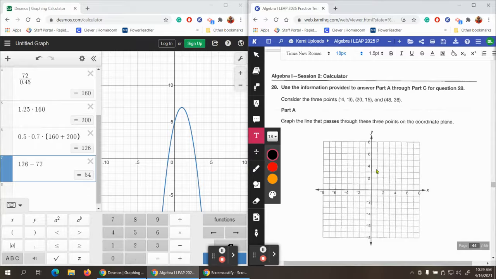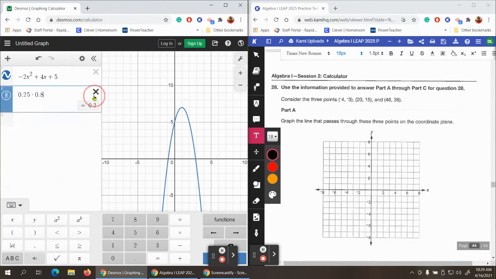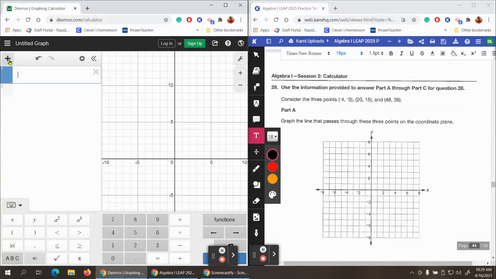Graph the line that passes through these 3 points on the coordinate plane. Now, the thing about this is that you have this here, but you have Desmos, right? And so what you do is you go into Desmos and you enter in these 3, so that way you get some local stuff. Go here, table. All right, and I'm going to say -4, and then we'll go here to -3, and then I'm going to say 20 and then 15.